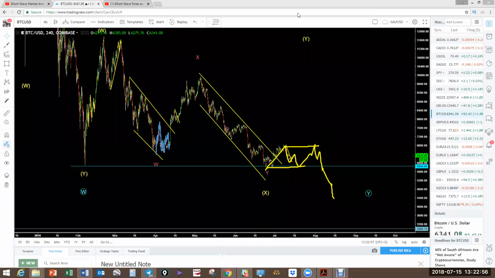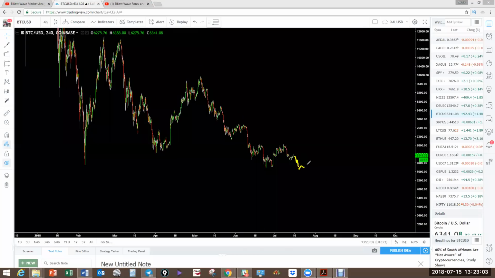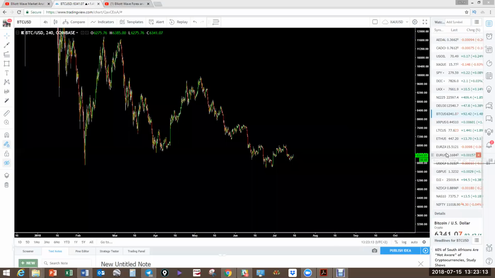Even if it does not give you the bounce, let's switch off the labeling here. Even if it does not give you the bounce here, there's nothing that changes the structure with this if it just keeps going down, because that will be making these three waves down here. So still no upside for the cryptocurrencies at this stage. So that's Bitcoin. Let's look at Litecoin.